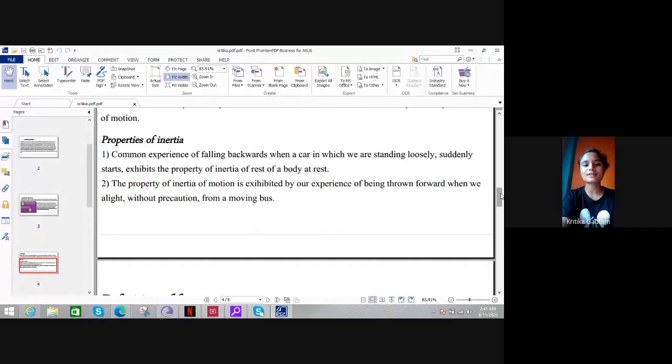The property of inertia of motion is exhibited by our experience of being thrown forward when we alight without precaution from a moving bus.